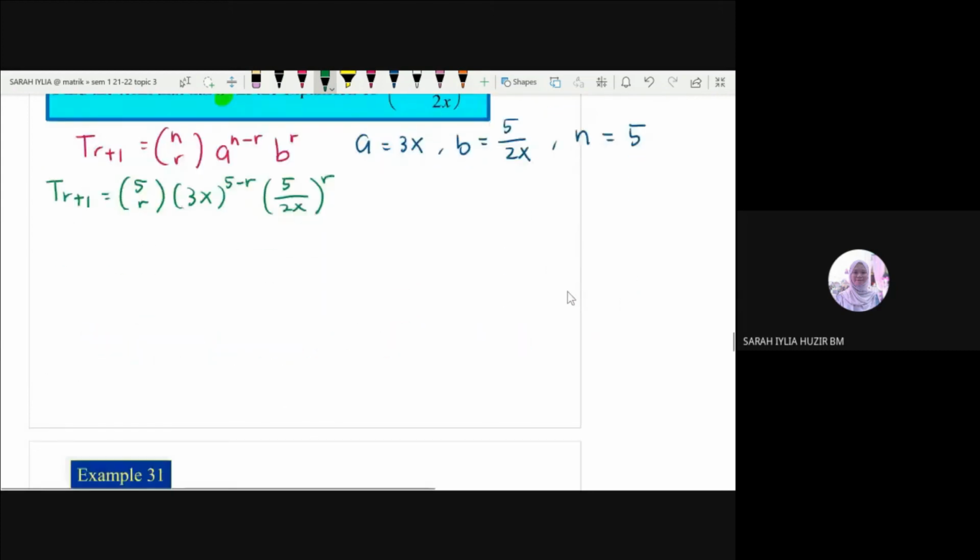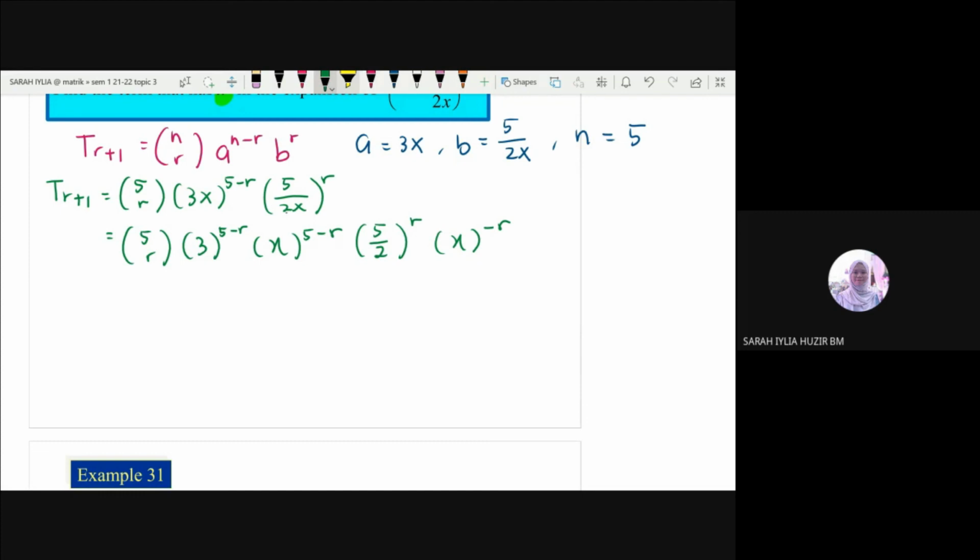Okay, tapi soalan ni, first term dengan second term we have X separately. So kita kena simplify that part first. Alright, so we have 5CR. Yang ni saya buka lah 3X tu. Terus nampak. So we have 3, 5 minus R. X also we have the same power. So X pun 5 minus R. And then yang belakang ni pun sama. Constant dengan variable tu saya asingkan. So kita ada 5 over 2 to the power of R. And then X ni ada kat bawah. Saya bawa naik atas terus. Kita akan dapat X to the power of negative R.